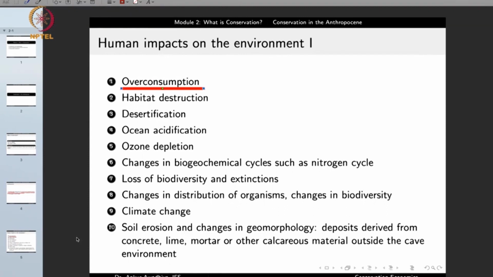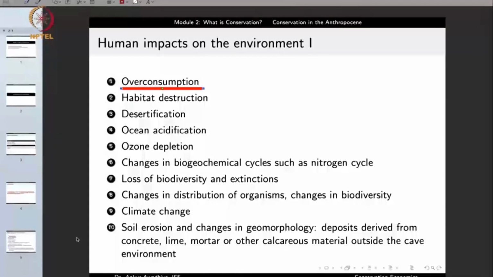So, we are overconsuming the fishes, because of which the stocks of fishes in most of our oceans are going down. We are overconsuming forests, because of which we are seeing massive deforestation. We are overconsuming water resources, because of which a number of water bodies are diminishing. We are overconsuming the soil resources, because of which there is a heavy amount of soil erosion and quite a lot of land is turning barren. We are overconsuming most of the resources. So overconsumption is one major human impact on the environment.